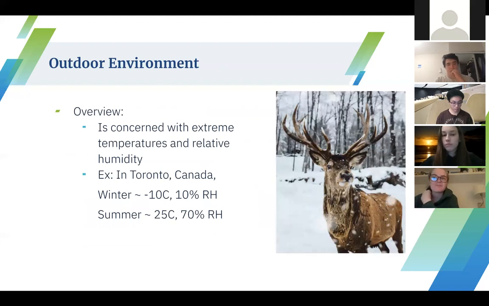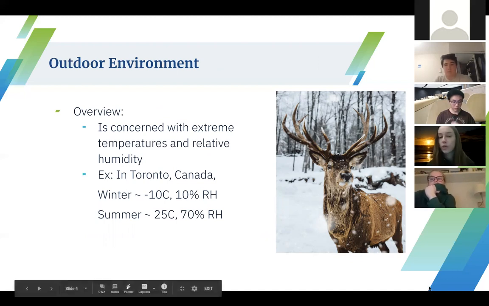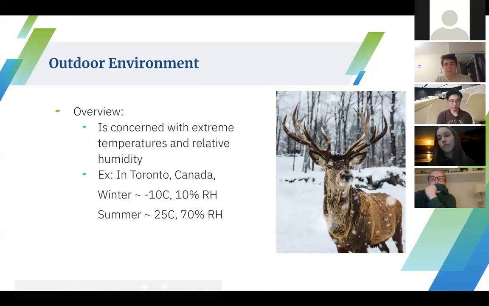Next slide. Okay, so moving on to the outdoor environment, which is equally as important as the indoor environment. Basically, the outdoor environment is concerned with the extreme temperatures and the relative humidity of the outdoors at a certain point in time. For example, in Toronto, we have -10 winters, pretty cold, and 10% relative humidity. And then in the summer, very much the opposite, we have 25 degrees Celsius temperatures and 70% relative humidity.